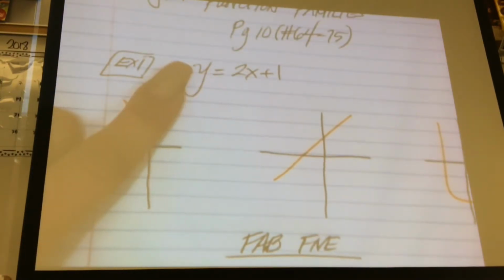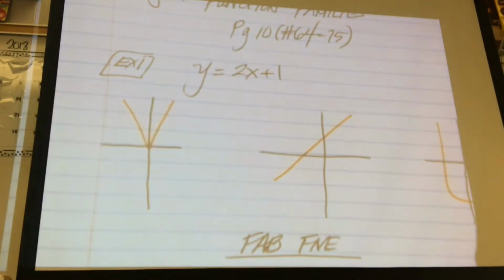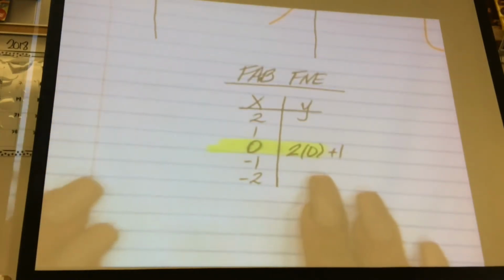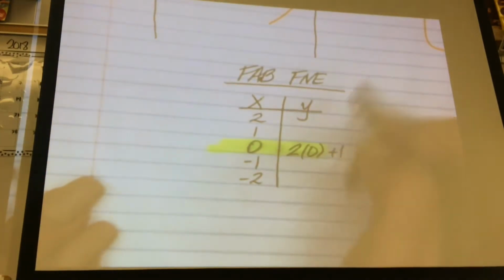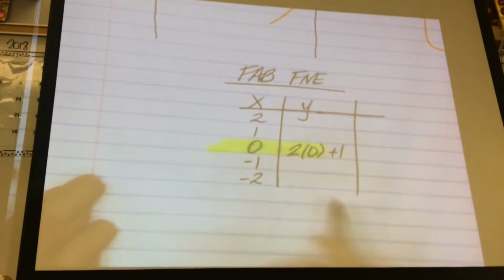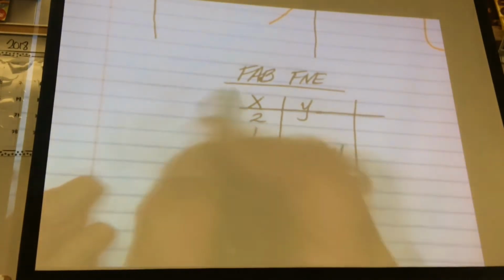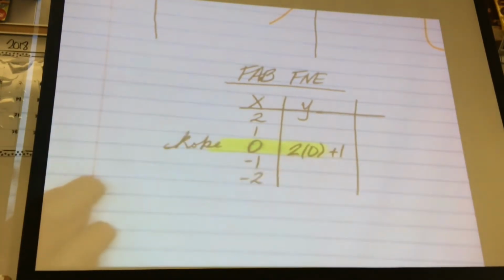Mr. Riad, where do you get this from? This equation right here. So you're going to plug in 0 instead of x. And that's my clutch right there. Kobe's my clutch. I always go to Kobe first. You can even call him Kobe so you can remember. Always start with 0.